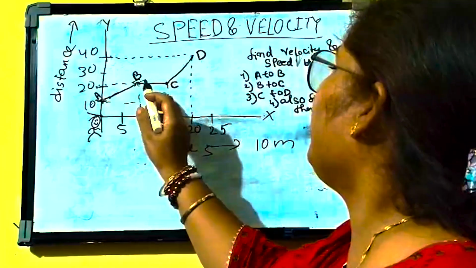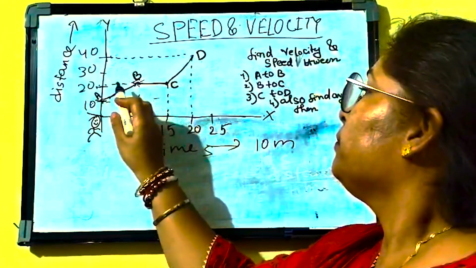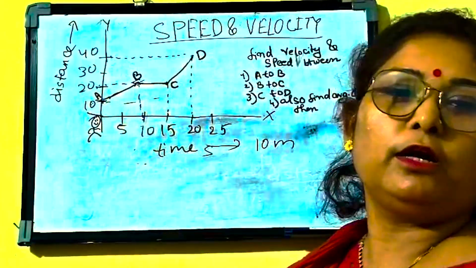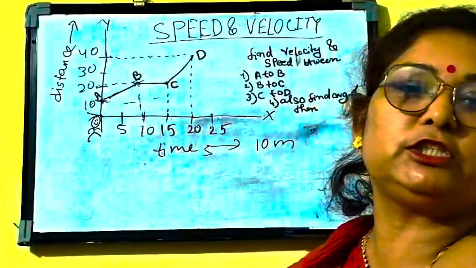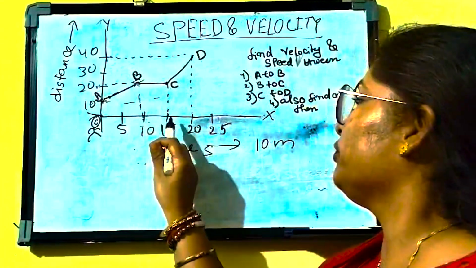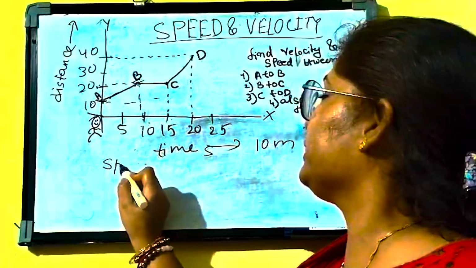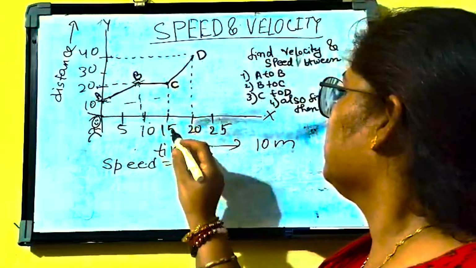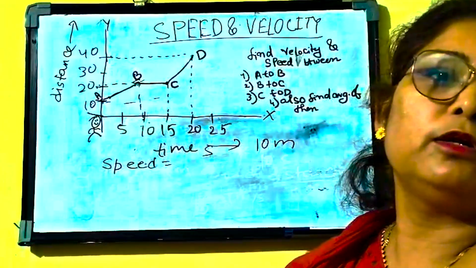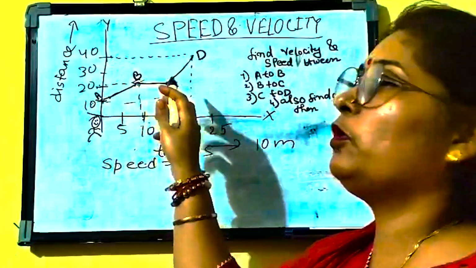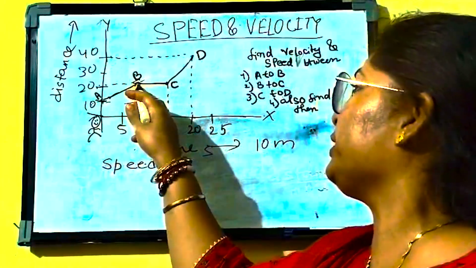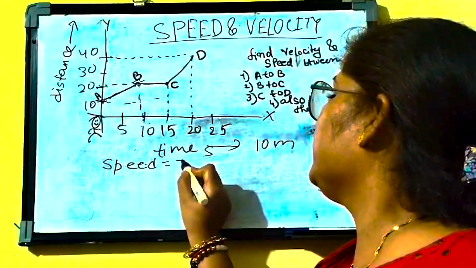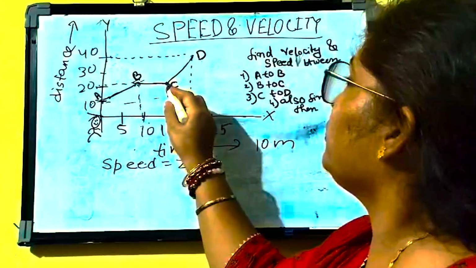Understood? So here, for B to C, what is the distance? Same, 20 meters. The object is at 20 meters only. Understood? And the time has changed, from 10 to 15. That is 5 seconds. So in that case, what is the speed? The distance is the same, no distance is traveled. So it is 0 only. 20 minus 20: the object at B is at 20, C is at 20. So 20 minus 20 is 0. So here the speed is 0. Got it?